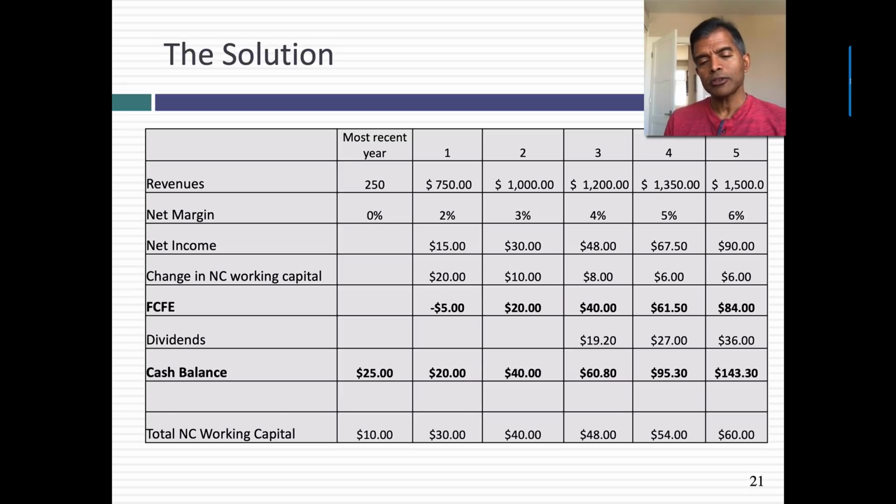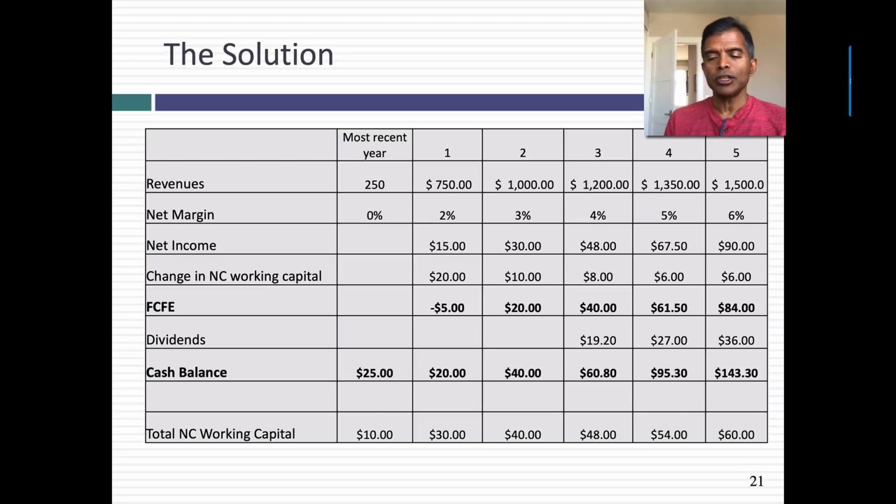To compute my cash balance, here's what I do. I start with the 25 million. And in year 1, I look at the free cash flow to equity. It's minus 5. The dividends is 0. So basically my difference is minus 5 and reduce my cash balance by 5. In year 2, I have free cash flow to equity of 20 million. I pay no dividends. My cash balance jumps by 20 million. In year 3, my free cash flow to equity is 40 million. I pay out 19.2 million.